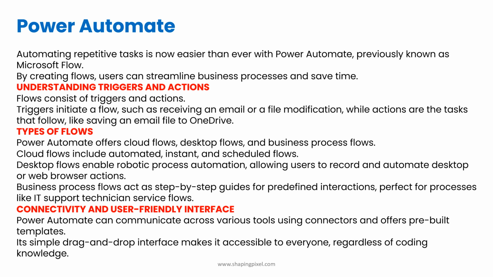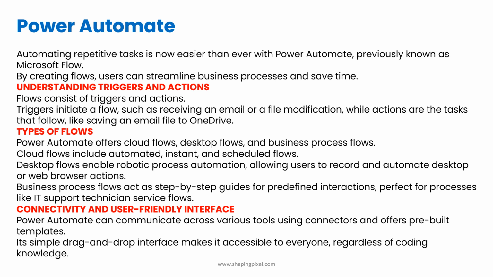So, understanding triggers and actions. A flow consists of triggers and actions. Triggers initiate a flow, such as receiving an email or a file modification, while actions are the tasks that follow, like saving an email file to OneDrive.